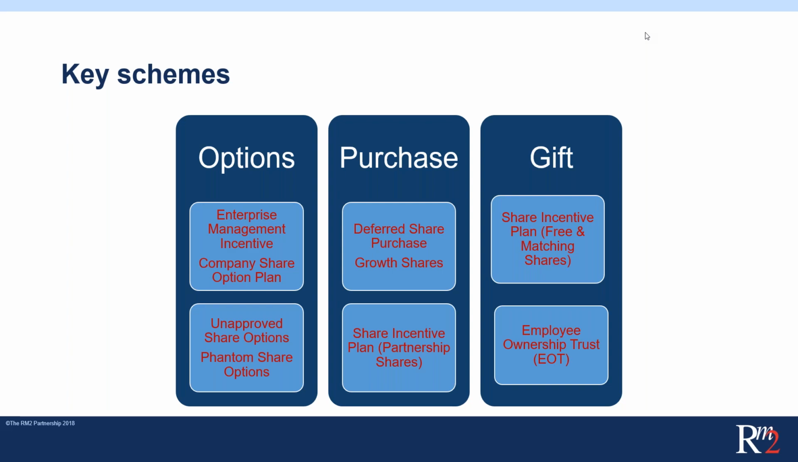And the SIP straddles both the purchase and the gift columns because it also enables a company to gift shares to its employees without them paying a penny for the shares and also without paying any tax or national insurance contributions on that gift. So the SIP can be used in a number of ways. Employees can be given up to £3,600 worth of free shares each year. They can buy up to £1,800 worth of shares out of pre-tax salary, partnership shares, each year. And for each partnership share they can buy, they can be gifted a further 2 free shares, known as matching shares, again without any tax arising.